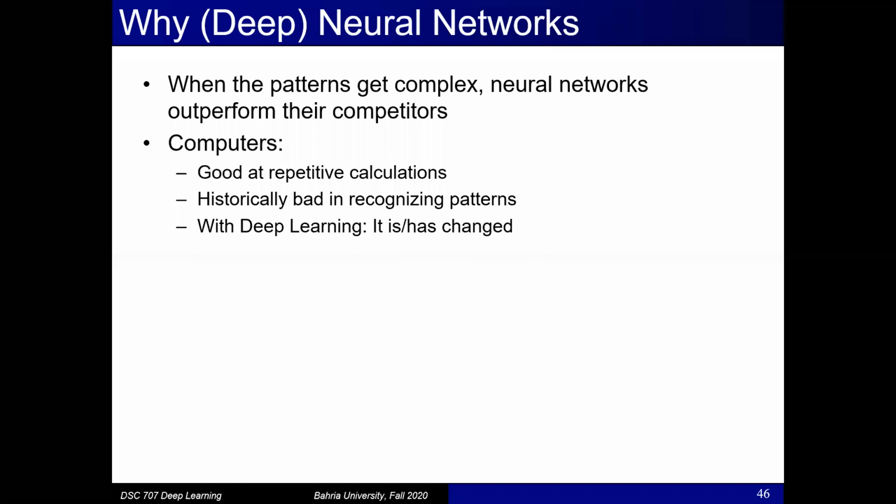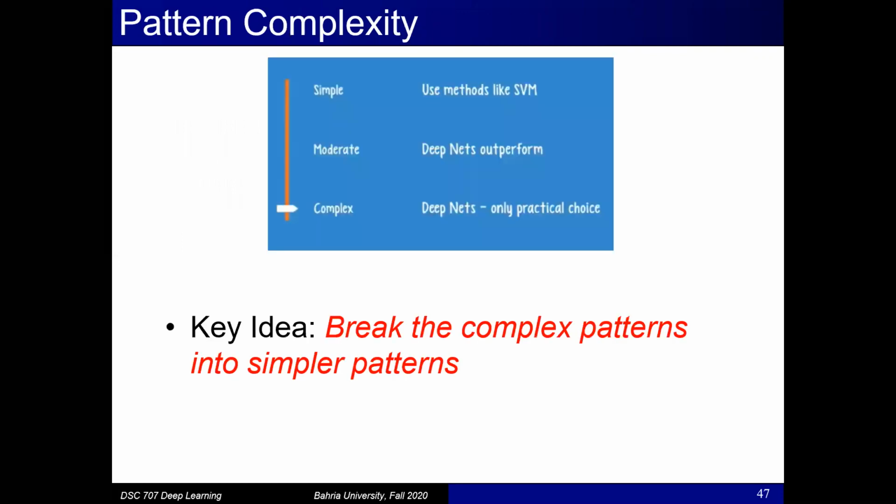Previously, with computers, we could do very heavy repeated calculations, but they have not been very good at recognizing patterns. If you ask a computer to do some calculation, it will do it. But if you show it a picture and ask it to tell what the object is, you need a very sophisticated algorithm. With deep learning, this has changed, or is in the process of changing. Computers are improving in terms of recognizing patterns.